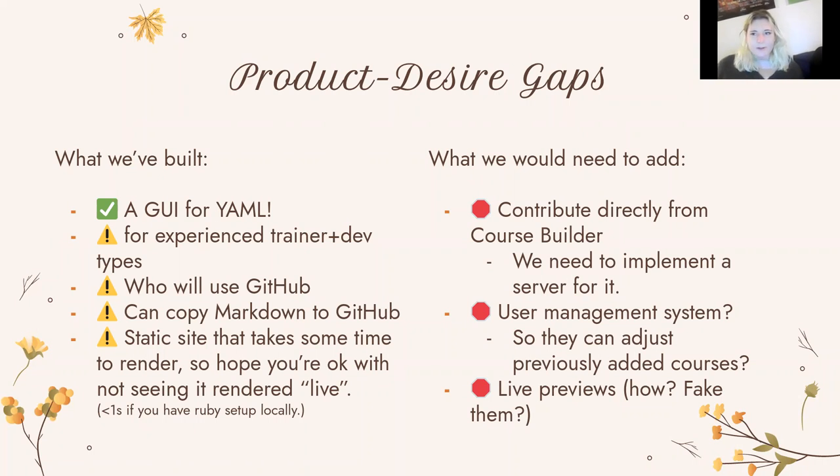And if we really want to take that into something that they can use, that would really require, like, okay, do we need to build a server where, instead of having to copy this YAML, we can make a pull request to add this course to the course builder page? There are no live previews currently. Do we need to spin up a job to compile the website on the fly? Do we need to fake it?